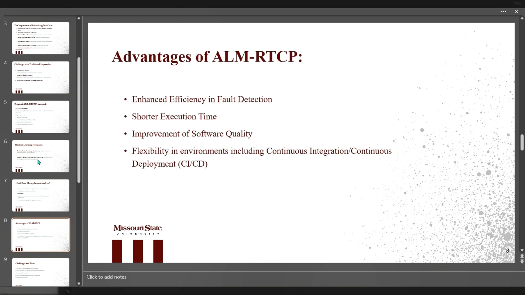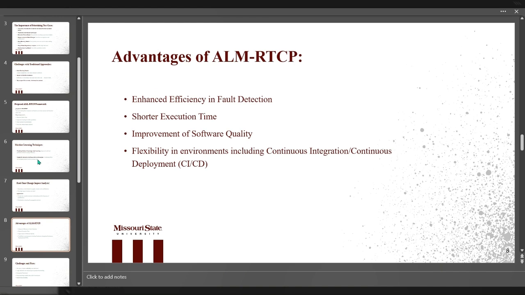Advantages of this framework. The implementation of this framework comes with several notable advantages that enhance the overall testing process. The first point is enhancing efficiency in fault detection. By focusing on a dynamic prioritization model, teams can identify potential defects earlier in the testing lifecycle. This is a key benefit as it enables rapid feedback and facilitates quicker repairs before progressing to later stages of development.